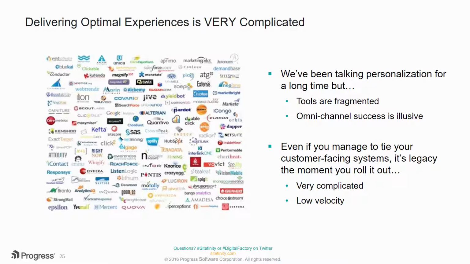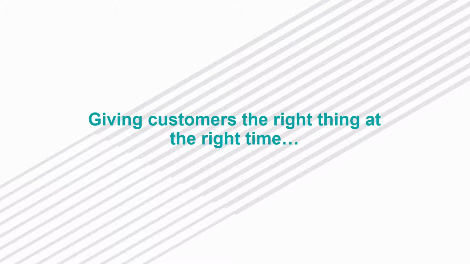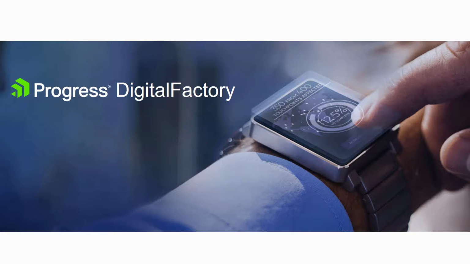But then even if you manage to tie all your customer facing systems in one place and create a nice and engaging website that's connected to the backend systems and the different services that you provide, it's still very complicated, and by the time you launch it, it's already too late and you have to change it. So you need to be much more agile than what today's tools allow you to do. And now, giving customers the right thing at the right time is where the Progress DigitalFactory comes in.